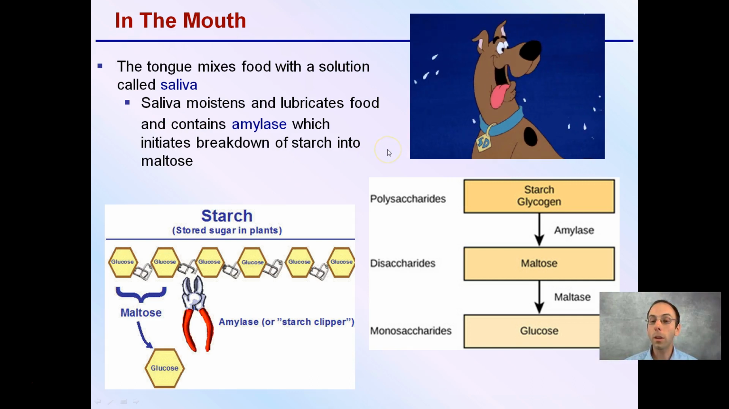The saliva moistens and lubricates the food. It contains amylase, which remember is an enzyme that's important for the breakdown of starch. Starch is a collection here of glucose molecules all linked together. Amylase here is considered like the starch clipper, breaking down a polysaccharide such as starch into maltose, a disaccharide, and the monosaccharide of maltose would be glucose. Disaccharide being two glucoses linked together, monosaccharide being one here. See again, poly-, di-, and monosaccharides, amylase breaking down our starch, maltase breaking down our maltose. So remember -ase at the end, important for identifying potential enzymes.